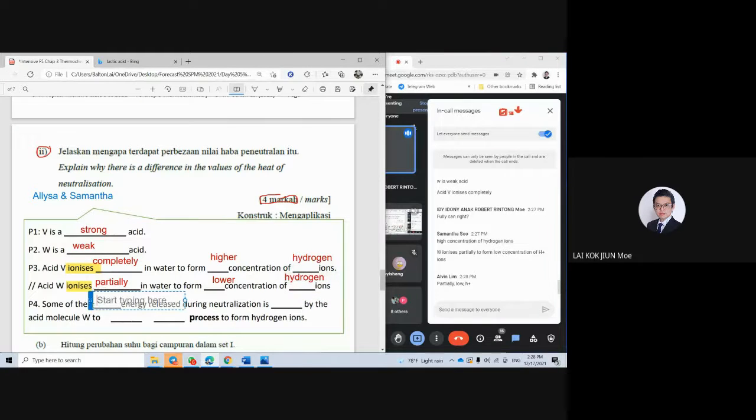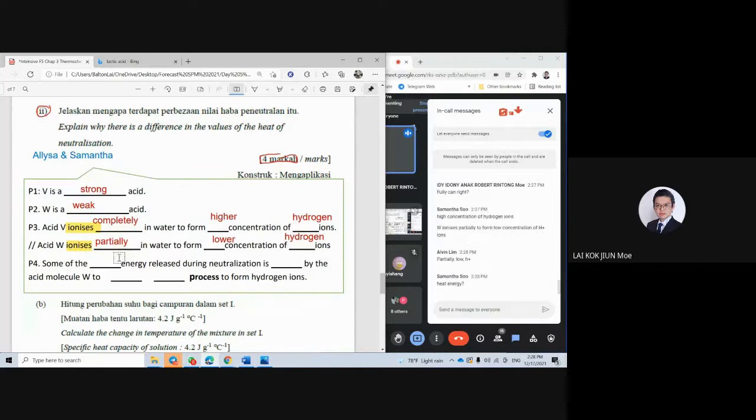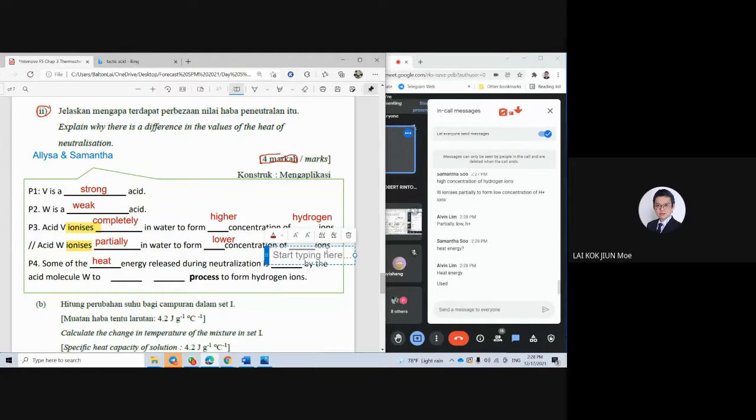Number point four, some of the heat energy released, because of that some of the heat energy was stolen by who? Stolen by the acid, W. During the neutralization it is what? Taken back, absorbed back, what do we call it? Absorbed by the acid molecule. Very good, Samantha. It absorbed back. You see Samantha's answer, everything is inside. So sure she can score very well.